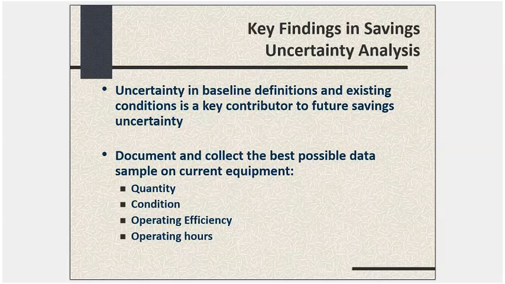So when you're defining the baseline, you want a good data sample on the current equipment that's adequate in terms of the quantity of equipment sampled or measured, proper condition assessment of the equipment, good measurement of the operating efficiency of the equipment, and a good picture of the operating hours of that equipment. The more accurate you are on that, the less uncertainty there's going to be in analyzing future savings.